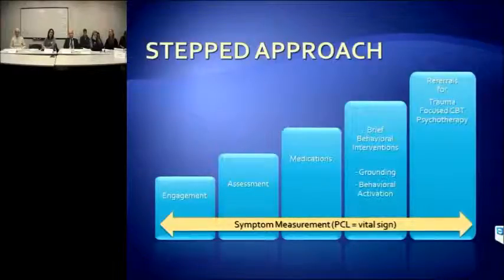And then along the way, measure, right? Again, that's where that PCL comes in, where you can measure the symptoms to see how they're doing, to judge whether or not you want to step up care.